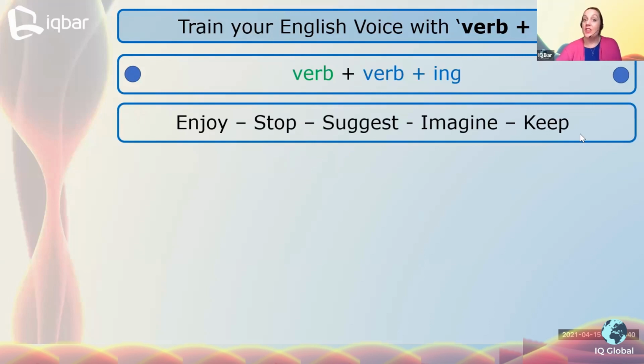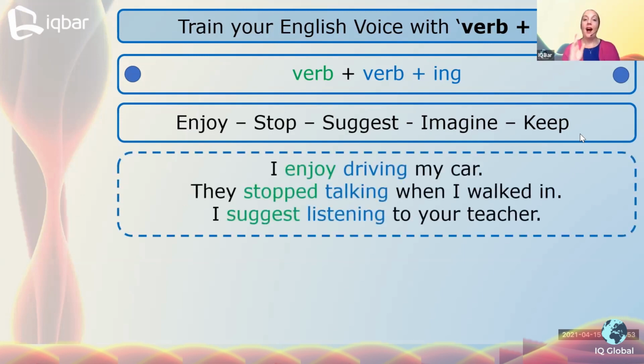So we could use these verbs to start with: enjoy, stop, suggest, imagine, keep. Let's look at an example. I enjoy driving my car. So the first verb is enjoy. What is the action verb? What's the action word, Human, in that sentence? The action that is being done is driving. Perfect. I enjoy driving my car.